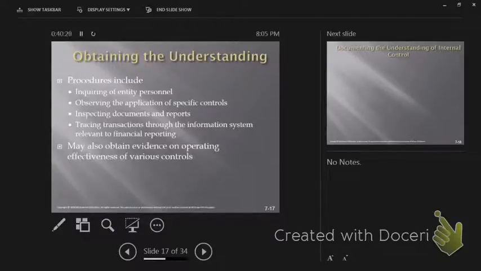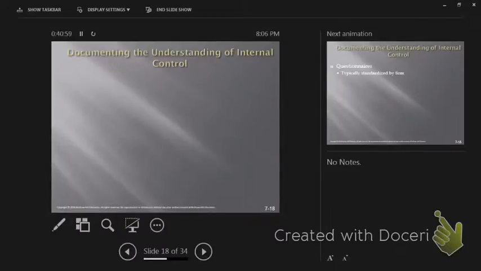After that, you're going to go observe the different applications. When I say observe, it just depends on what they're running. It doesn't mean that you're going to go into the computer room and look around, but you might do a walk around and see what people are doing as they work. Then you're going to start doing the inspection of the documents. Then you're going to trace it, and you might also do some type of evidence of effectiveness of the various controls, depending on the extent of the audit.